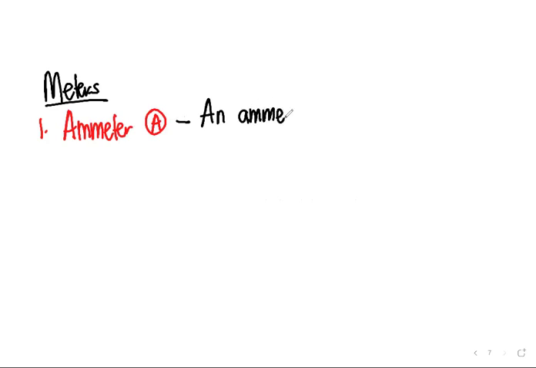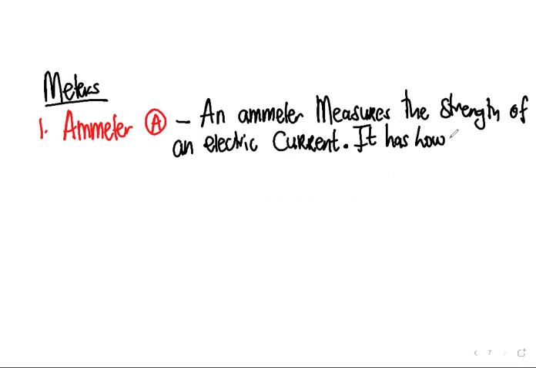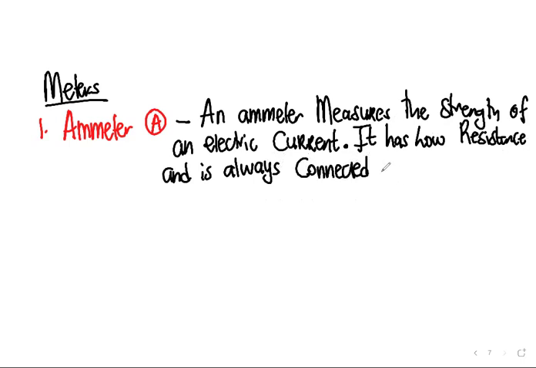An ammeter measures the strength of an electric current. Ammeter measures the strength of an electric current. It has low resistance and is connected in series in the circuit, and is always connected in series in the circuit.